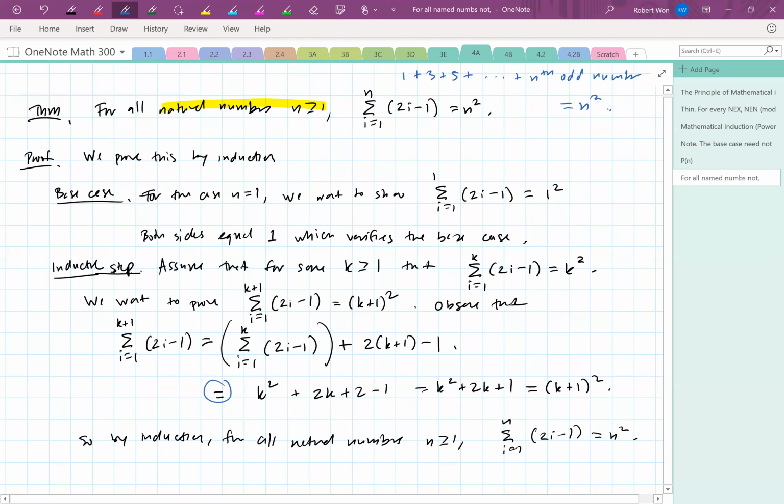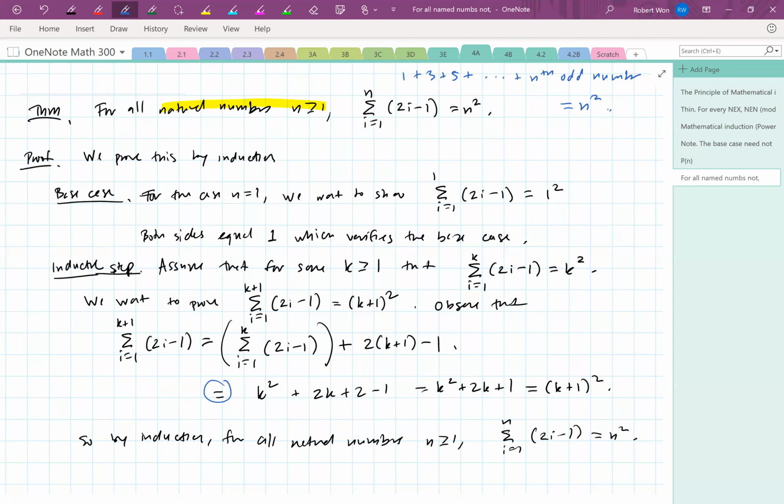You should play around with it. You may come up with a geometric proof. There's many other proofs, but this proof by induction says that this formula does work. Okay, so let me make some comments on this.